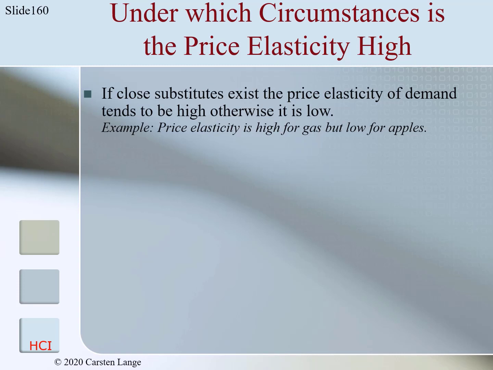Price elasticity is high for apples, but low for gas. If the price of apples increases, consumers will reduce their quantities demanded a lot and will buy instead oranges, peaches, and melons, because all these fruits are substitutes for apples.